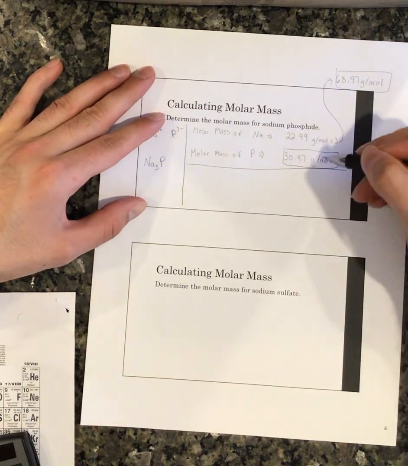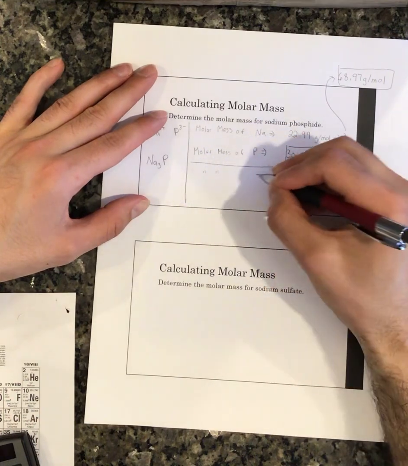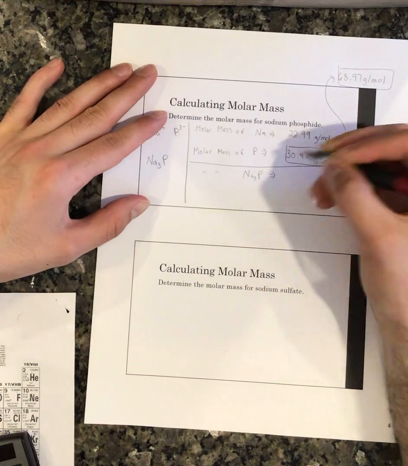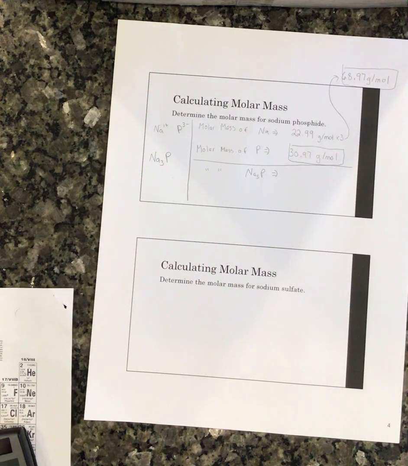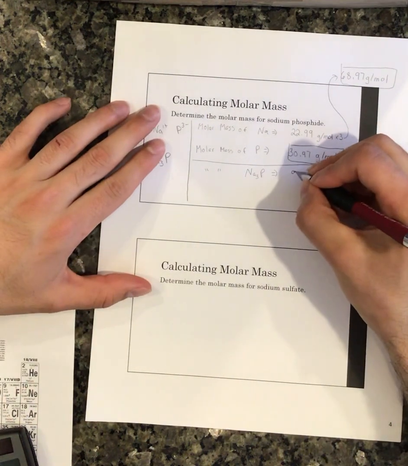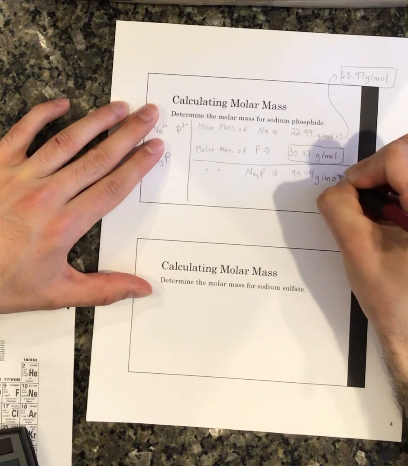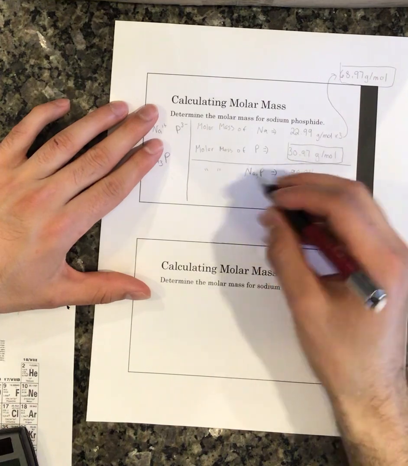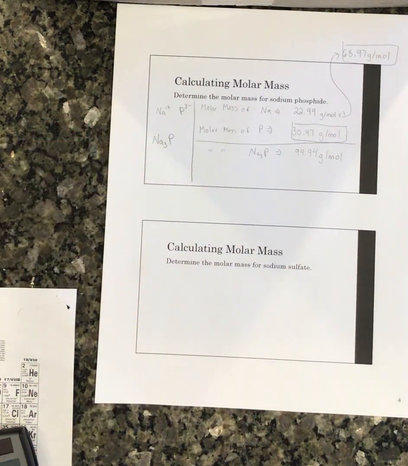So what we're going to do is add these 2 numbers up, and we're going to get our molar mass of sodium phosphide, and I got 99.94 grams per mole. So that's what our molar mass of sodium phosphide would be. Okay, try the last one and see if you can get this next one.